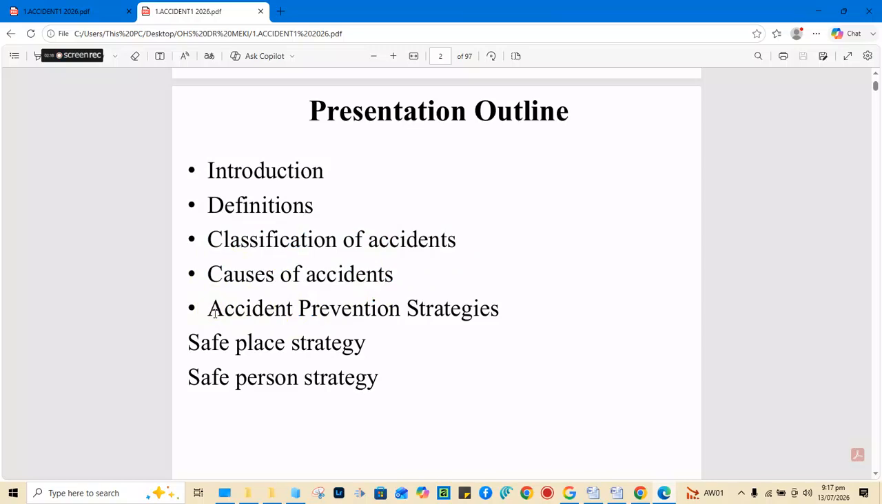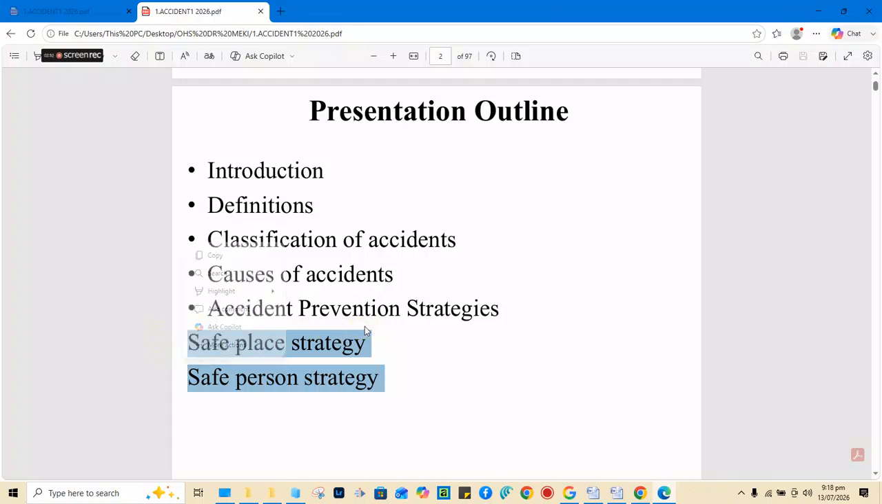So you're going to define some of the terms that are related to accidents and occupational health. From there, you're going to have to know how to classify the different types of accidents, and not only how to classify them, but what causes those accidents. And then we're going to have to know how to go about preventing those accidents. So we'll look at the strategies that are involved: the safe place strategy and the safe person strategy. These are the two types of strategies that are going to be looked at.